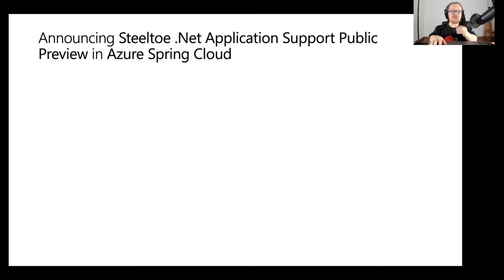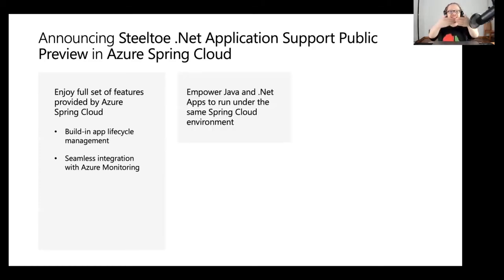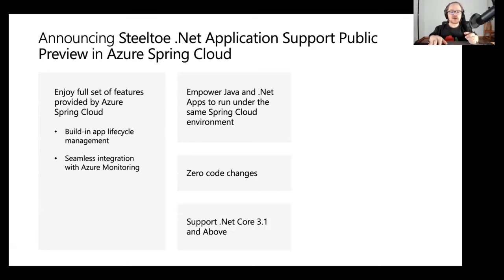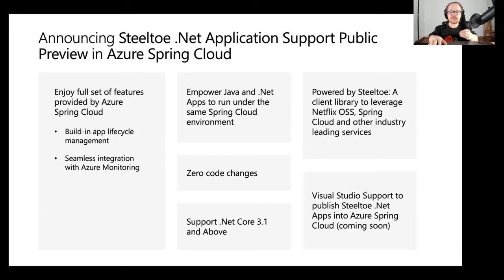We also have recently announced Steeltoe .NET application support in public preview for Azure Spring Cloud. This really lets you enjoy all the features of Azure Spring Cloud for your .NET applications: built-in app lifecycle management, integration into Azure monitoring, and you can interconnect your Java and .NET microservices with zero code change. It supports .NET Core 3.1, and it's powered by Steeltoe. If you've ever used Steeltoe, it's a really rich library that Pivotal supports that has a lot of the nice features of cloud-based Netflix-style microservices.